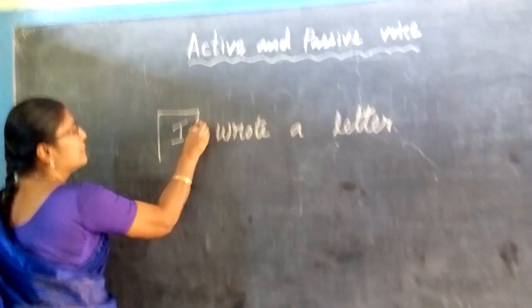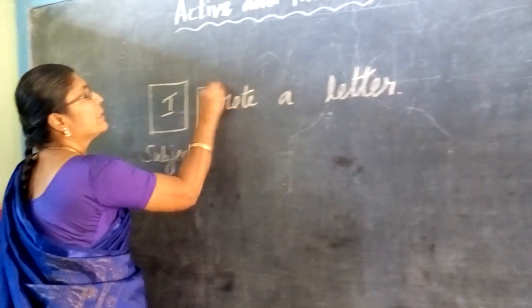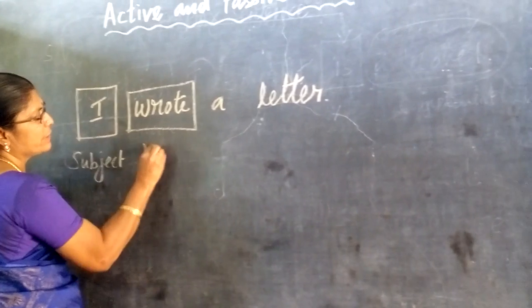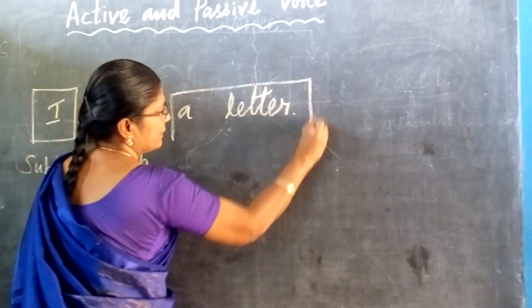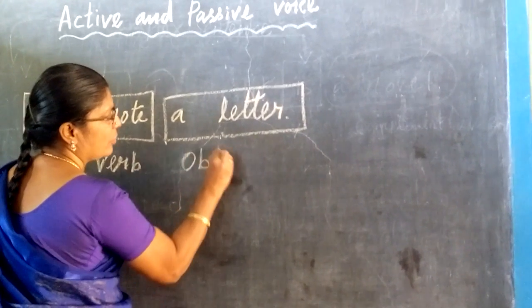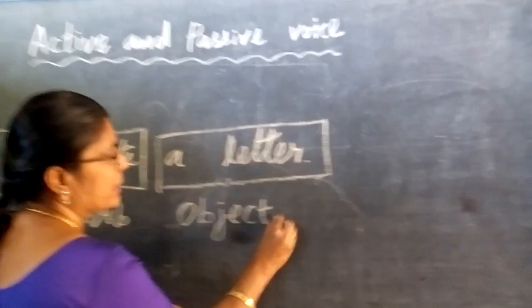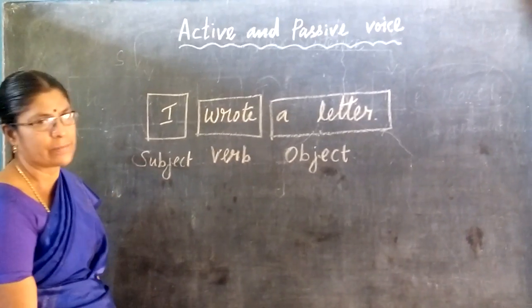I is a subject. Wrote is a verb. A letter is an object. It is a sentence. We have to change the sentence into passive voice.